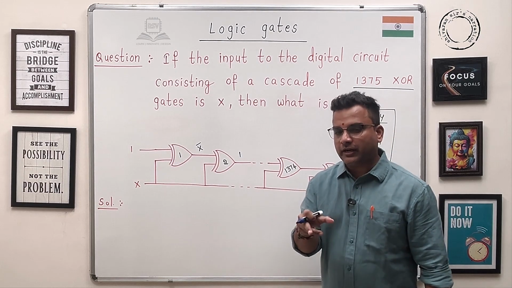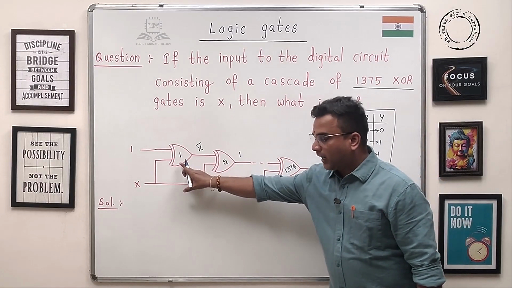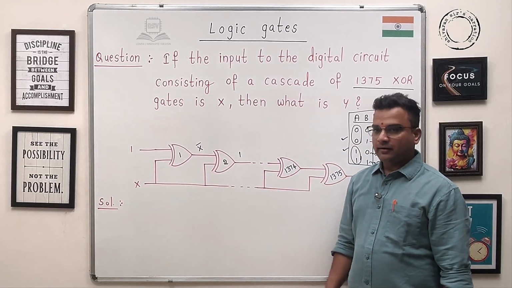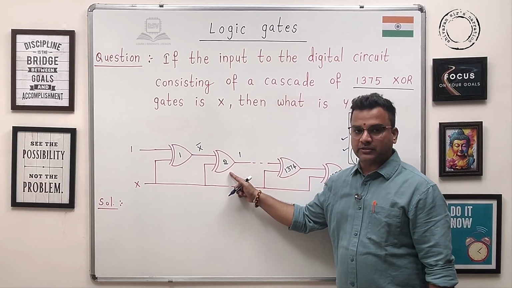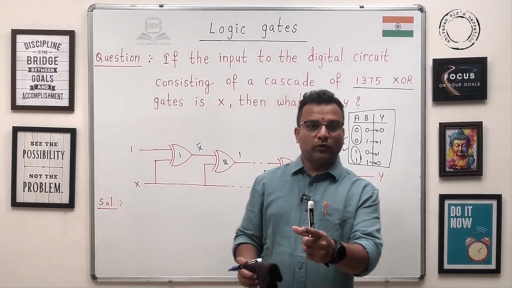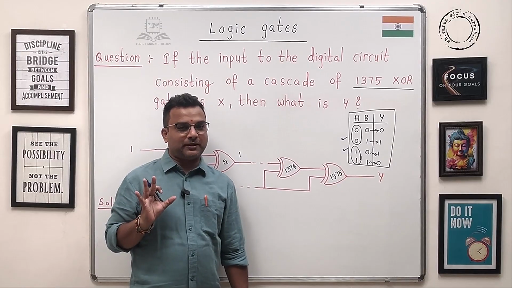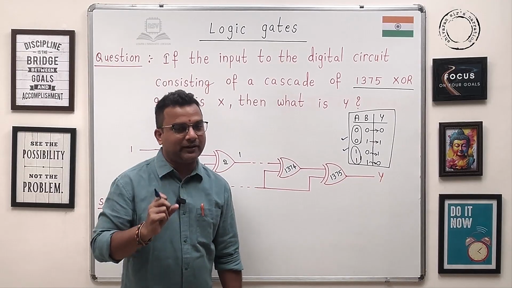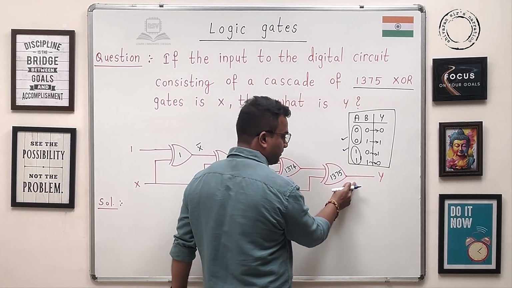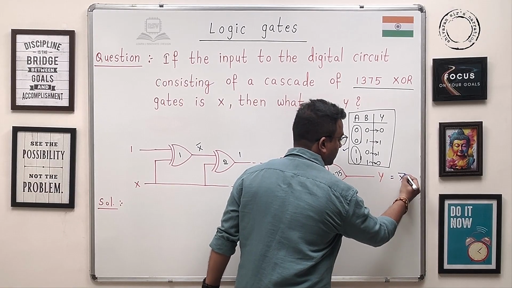From this, what you can understand is, in this digital design, for an odd number of XOR gates the output is X bar, and for an even number of XOR gates the output is logic 1. That's it, guys. So tell me, 1375, is it an even number or an odd number? Don't ask me, it is an odd number only. Hence, for this odd number 1375, the output is simply X bar.